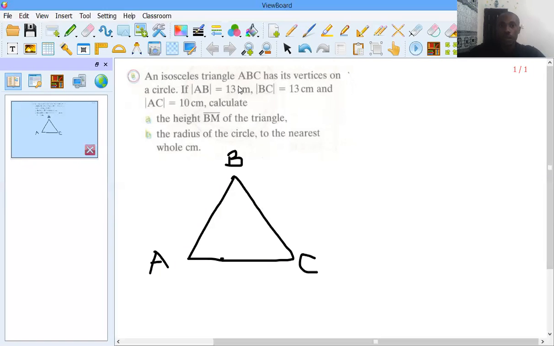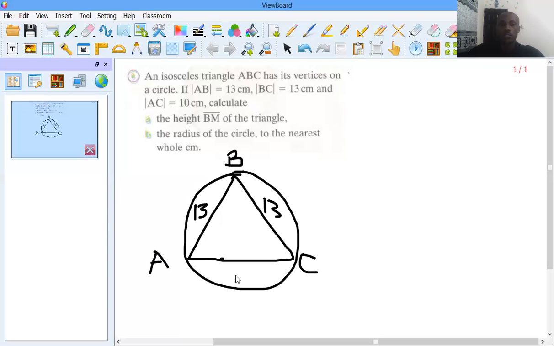An isosceles triangle ABC has its vertices on a circle. So I have to draw a circle outside the triangle. It means the triangle is an inscribed triangle in the circle. Something like this. All right. So the length of the sides of the triangle, AB is 13 centimeters, BC is 13 centimeters, while the line segment AC is 10 centimeters.